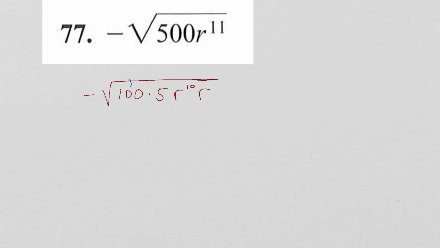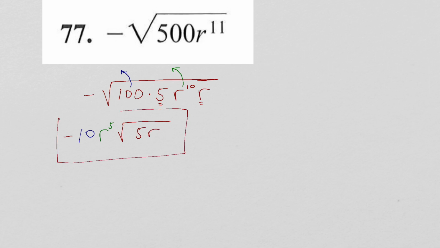And then when I take out this, I square root it and I get a 10. When I take out this, I divide the exponent by the index and I get r to the 5. And finally I'm left with what's left. When I have my negative there, I almost forgot that. I'm left with what's left behind. So inside I've still got a 5 and an r that could not come out. And so that's the final answer.